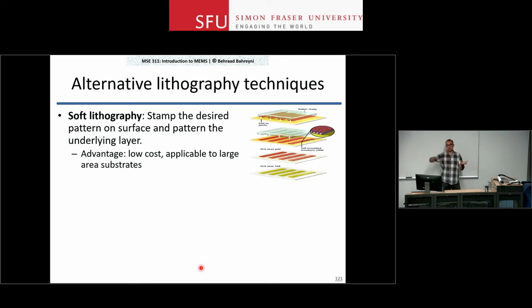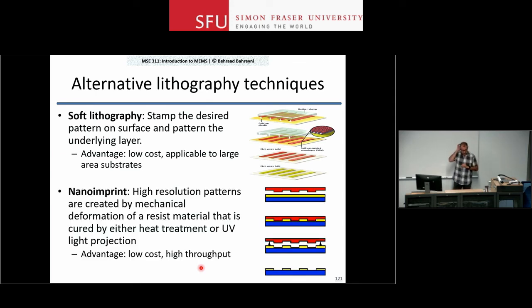So just stamp one right after the other, or create a big enough mask that you can just have one stamp and transfer all the patterns that you want. An alternative to this is nano imprint.